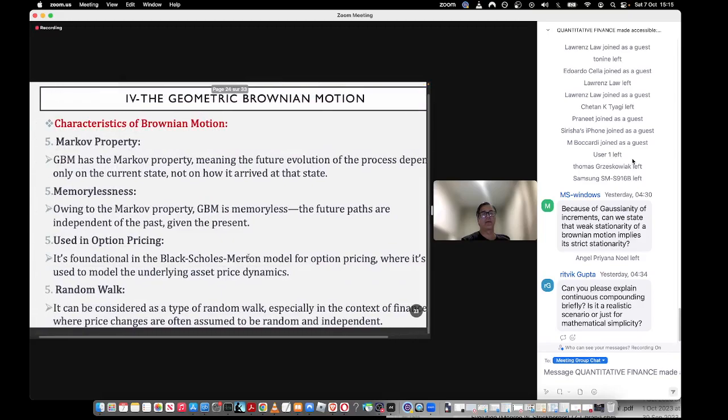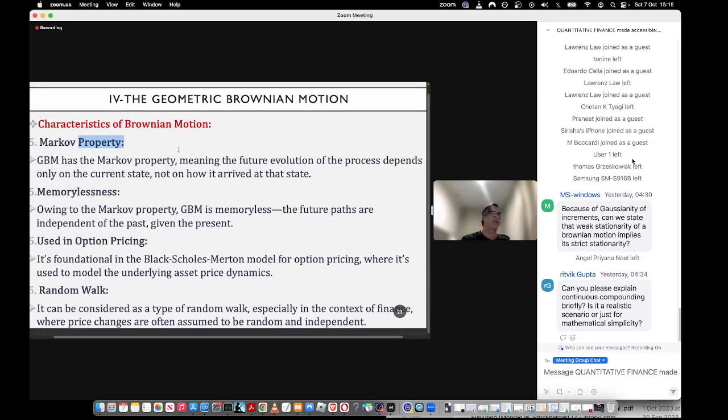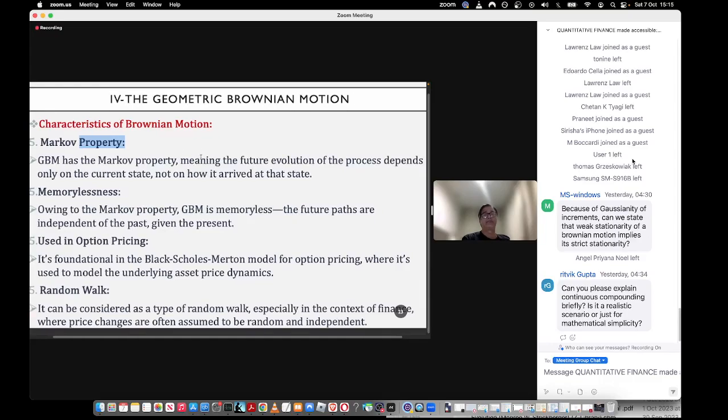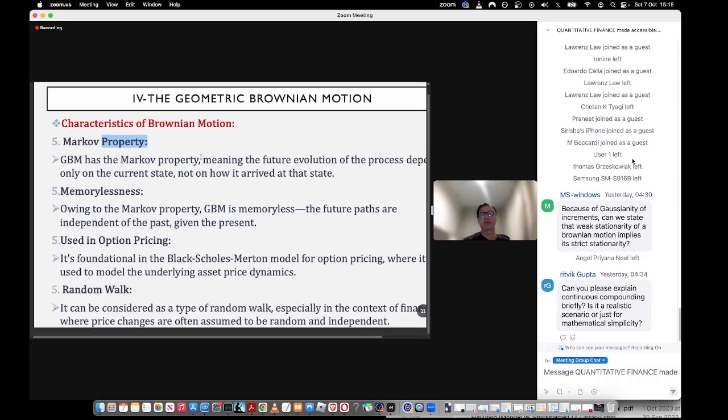Exponential growth, I've talked about that. Again, you have the Markov property. Remember, Markov is memoryless, meaning that the future evolution of the process depends only on the current state, and not on all preceding states, and how it arrived at that state. Okay. And remember, exotic options are path dependent. So that's why it's more difficult to hedge a portfolio of exotic options than vanilla options, because of this path-dependent feature. Okay, memorylessness, again, Markov property.